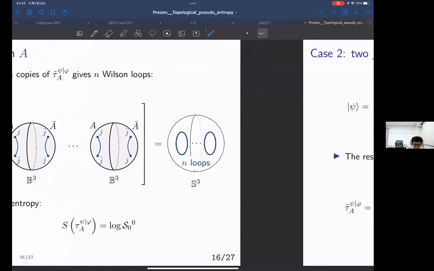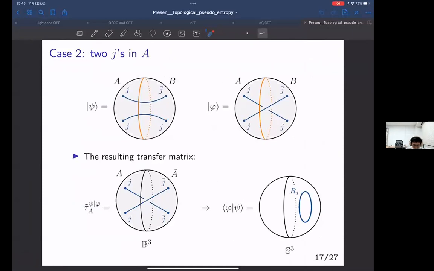But now case two is more interesting. Now we can take two states like this. Both of them have non-trivial entanglement. So this is an EPR pair. And if you play the same calculation, you take a partial trace over the region B. Then you end up with this figure. So this is the transition matrix. You just glue these two lines. Then you get such a diagram.